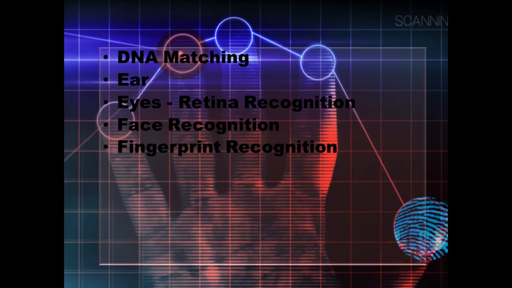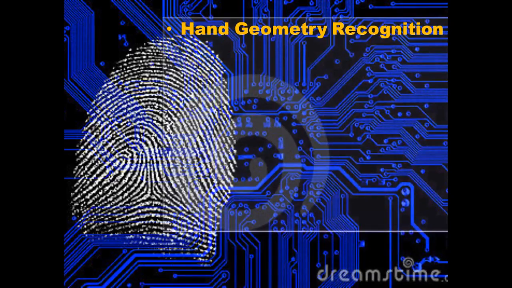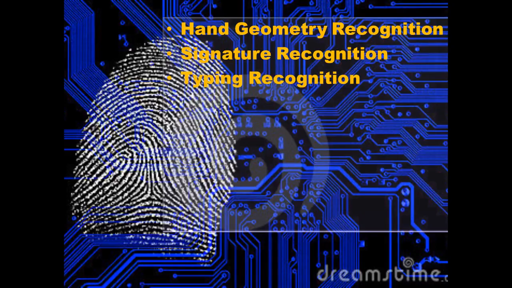The next one is gait. This is a behavioral biometric, the use of an individual's walking style, or gait, to determine identity. Hand geometry recognition uses the geometric features of the hands, such as the length and width of the fingers. Signature recognition is mainly used in banks to identify customers' signatures. Typing recognition uses the unique characteristics of a person's typing to establish identity.